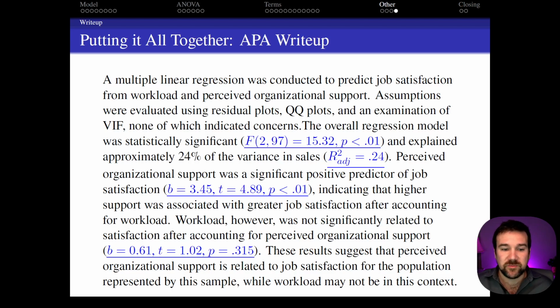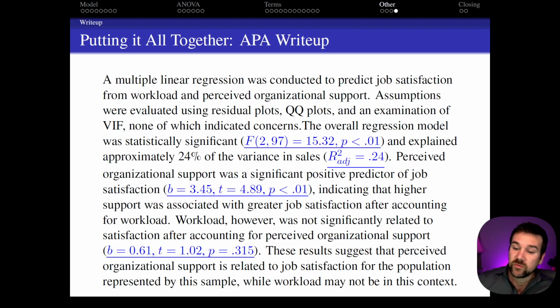And it explained approximately 24% of the variance. Where am I pulling that from? Well, in this case, I'm using the R squared adjusted for the fact that as I add new independent variables, that variance increases a little bit with regular R squared, but it doesn't necessarily do that with R squared adjusted. My perceived organizational support was a significant predictor of job satisfaction, and I provide my parameter estimate, my test statistic value, and my p-value, indicating higher support was associated with greater job satisfaction.